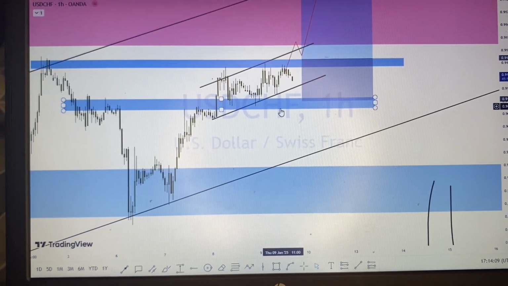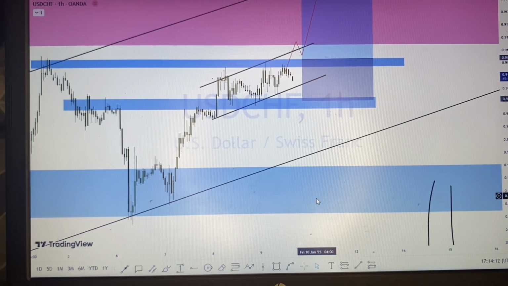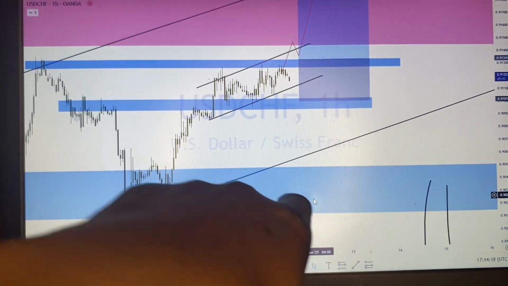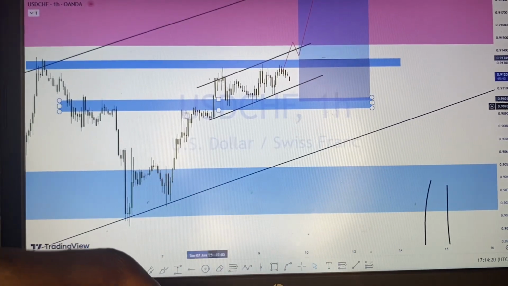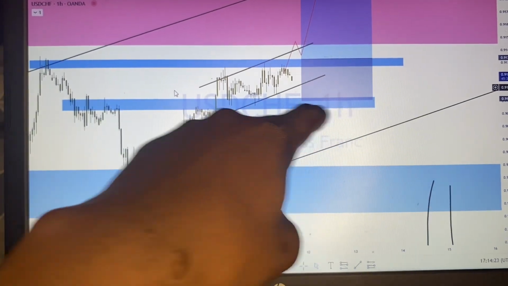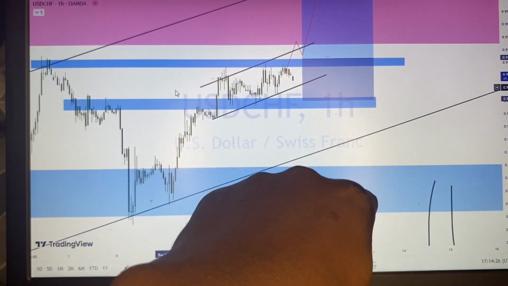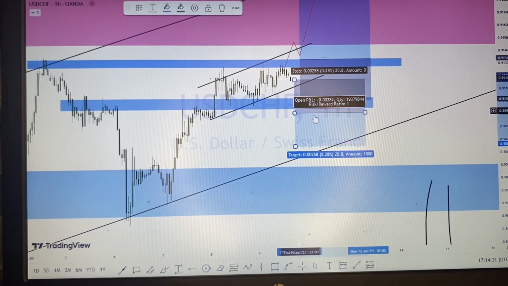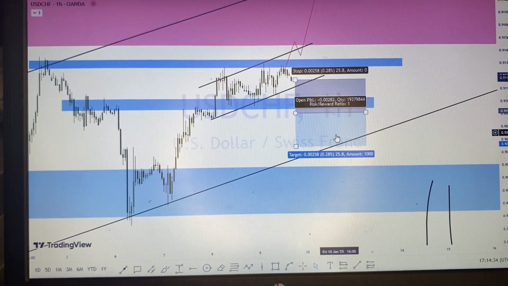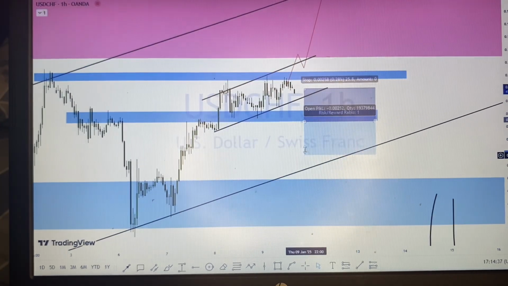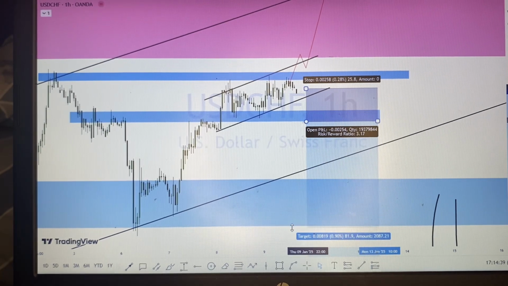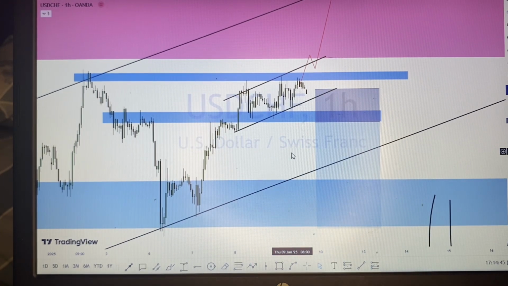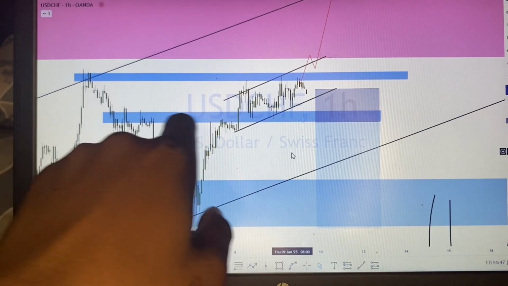Or if price breaks below, then you can expect price to retest the daily support. Remember, this is the daily support. So if price ever breaks this support level, then you want to see price come back to the daily support. So what do we have in here? If price ever breaks below, we're gonna want to see a sell pressure like this, like this, like this. So this is what you're gonna expect if ever price breaks below this support.